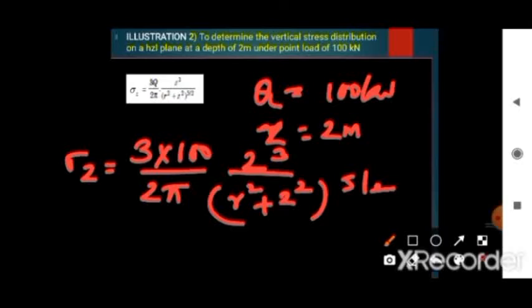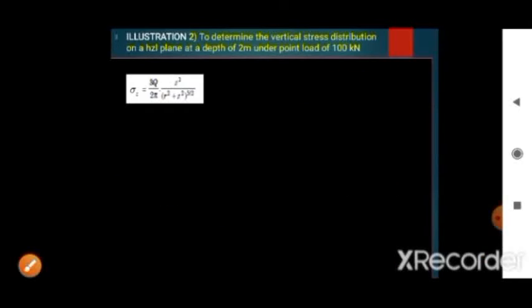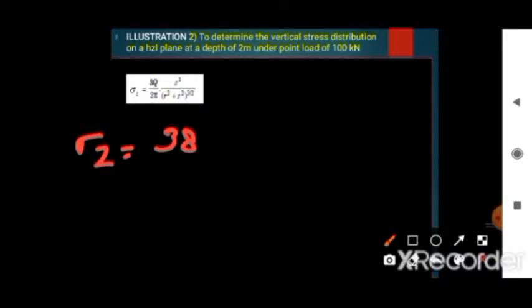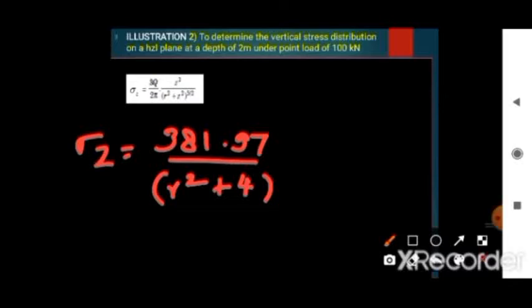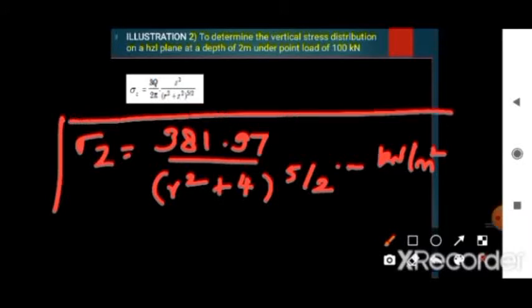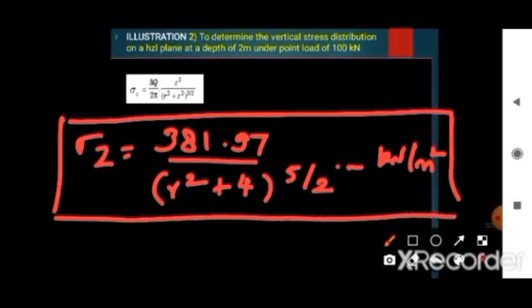Now if we simplify, the equation takes the form: sigma z is equal to 381.97 divided by r square plus 4 to the power of 5 by 2. So this is going to be in terms of kilonewton per meter square. Let us mark this particular equation, as it is very much important.